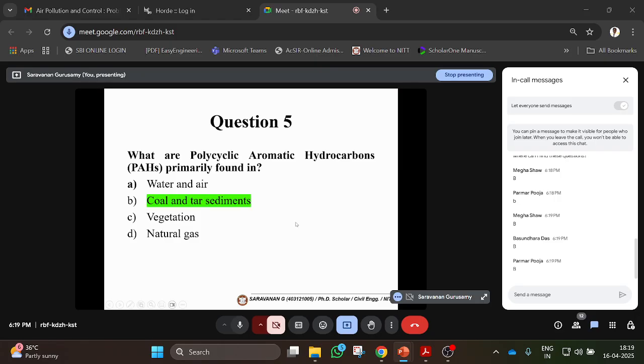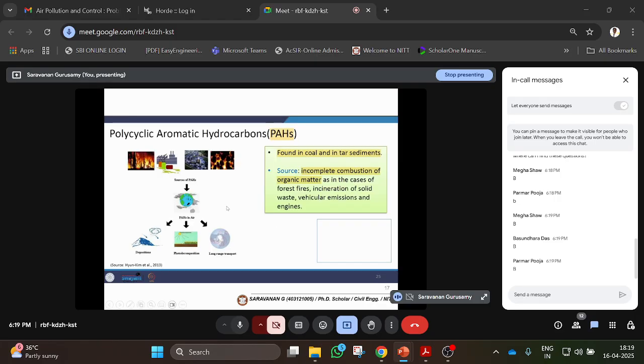Sure, correct. Tar has a smell, right? So it will be aromatic hydrocarbons. Hydrocarbons means C and H will be there. So whatever is emitted from incomplete combustion of organic matter is found in coal and in tar sediments. The same way, carbon monoxide will also come from incomplete combustion of organic matter.